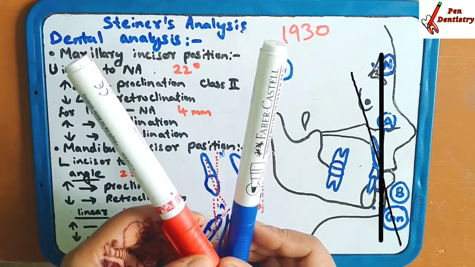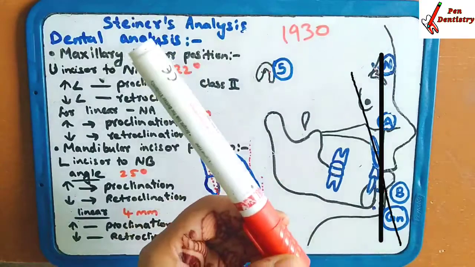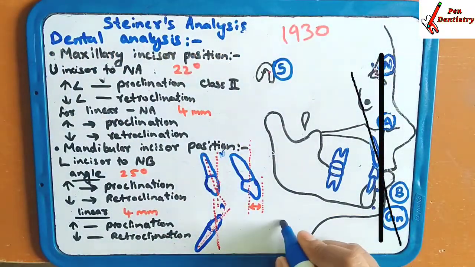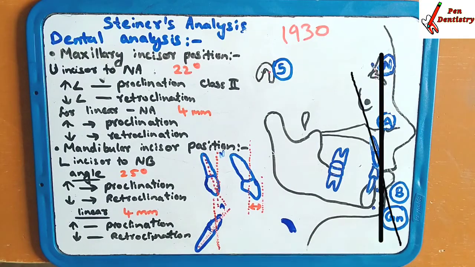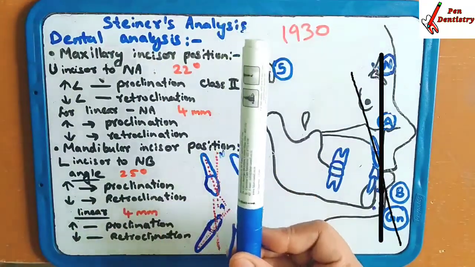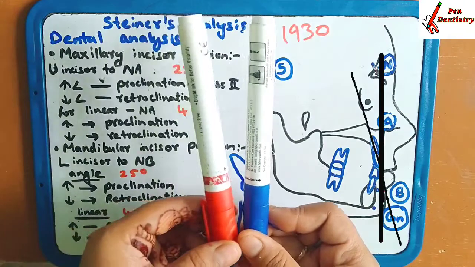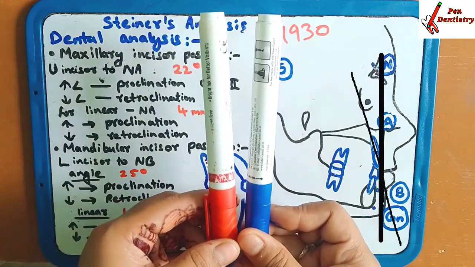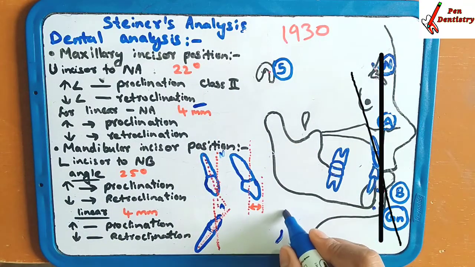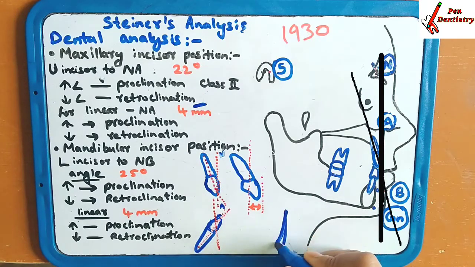In the mouth, the tooth looks like this. So the person has a tooth like this. Okay, proclination has occurred. When the angle is decreased, this is the NA line, and when you decrease the angle, retroclination will be seen like this. When the angle is decreased, retroclination will be seen.